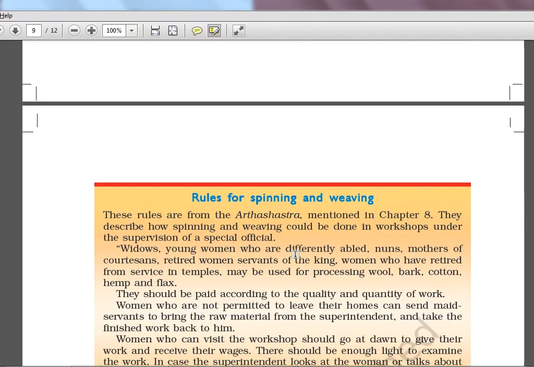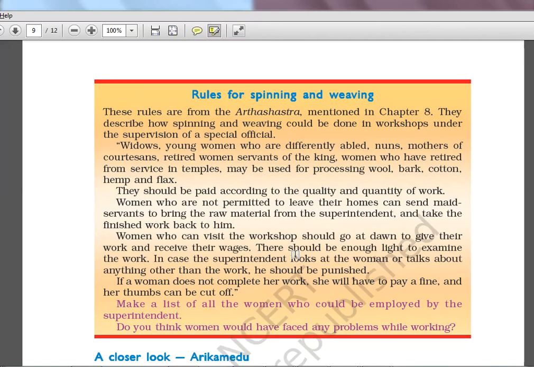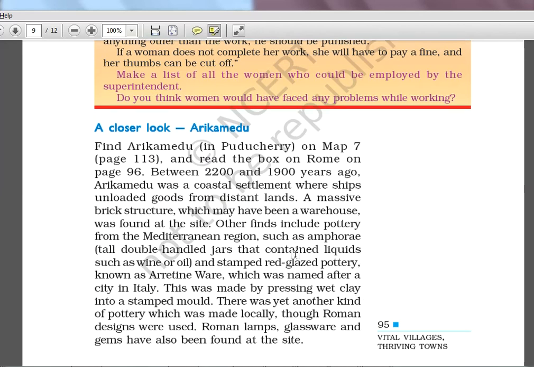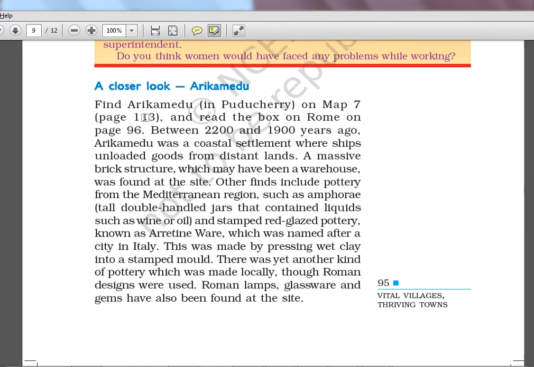Rules for spinning and weaving. I don't think it is important. From the Arthashastra, they are giving a lot of information about spinning and weaving. Okay, now we'll see Arikamedu. Arikamedu is again a very important place in Puducherry. Okay, that is in Tamil Nadu right now.